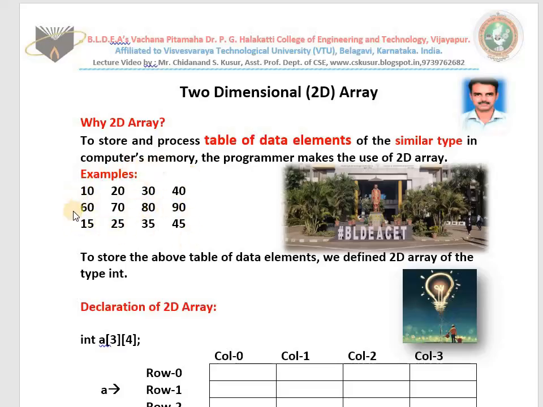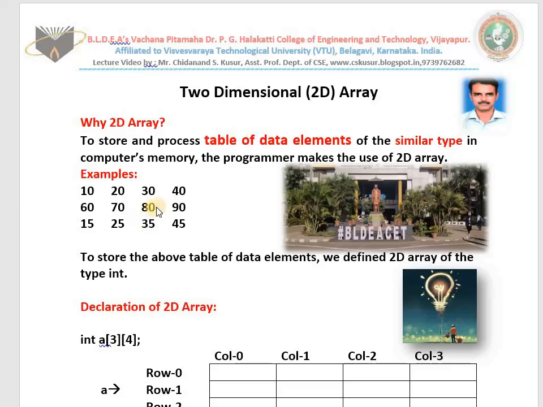All are of similar type only, not dissimilar. If all are of dissimilar, then we prefer structure. Structure is user defined data type, user created data type. But array is not user created data type. Array is derived data type. Array is the example for derived. We use int, float, char, double, then we define array, no? That's why array is called as derived data type. Structure is user defined data type. That one we learn in the forthcoming classes. No need to worry about that one. I hope you have understood why do we need 2D array: to store and process table of values of similar type.